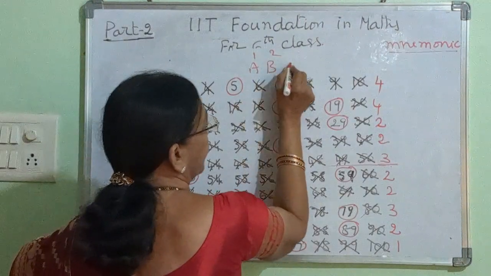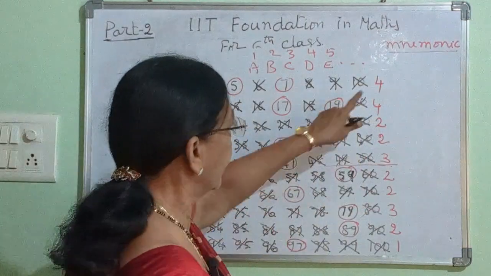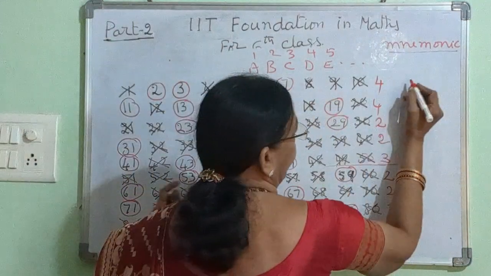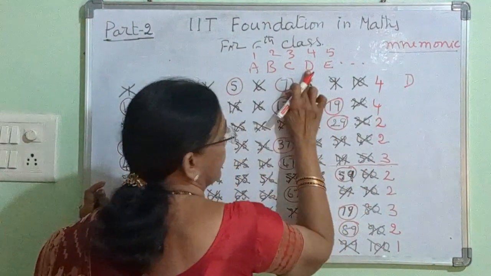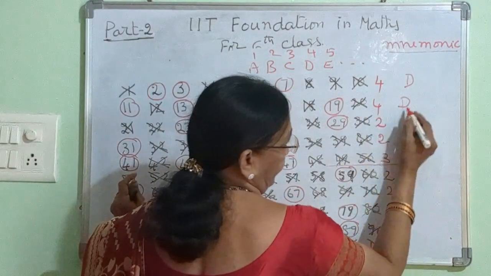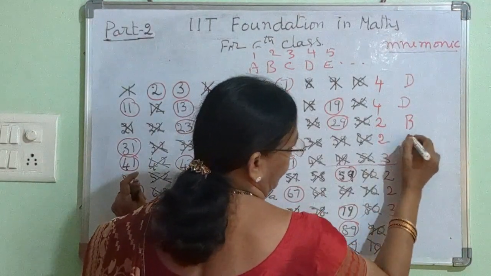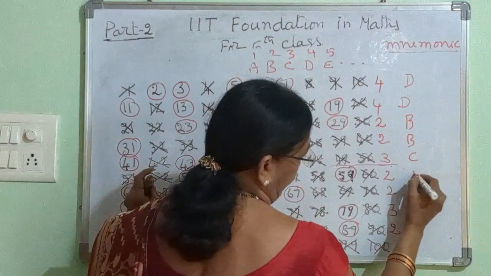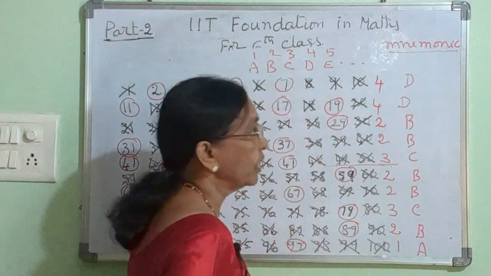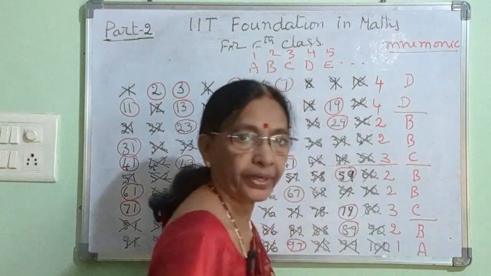A1, B2, C3, D4, E5, etc. There are 4 prime numbers in the first 10 numbers. Therefore, denote it by D, because D is the fourth alphabet. Next, D4, 4D, 2B, and 2B, 3C, this is B, B, C, and the last, first number, A. So, remember this as DD, BBC, BBC, BA.